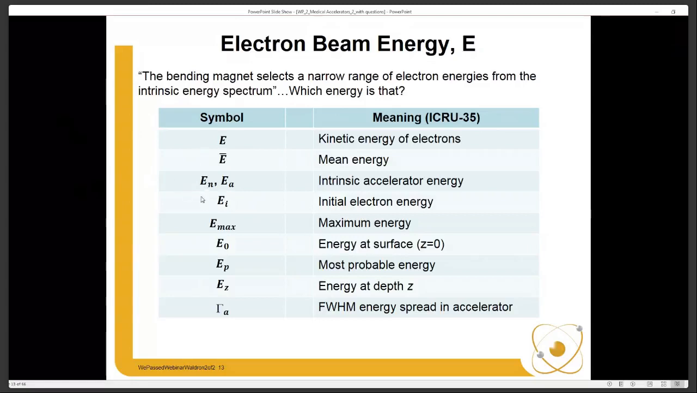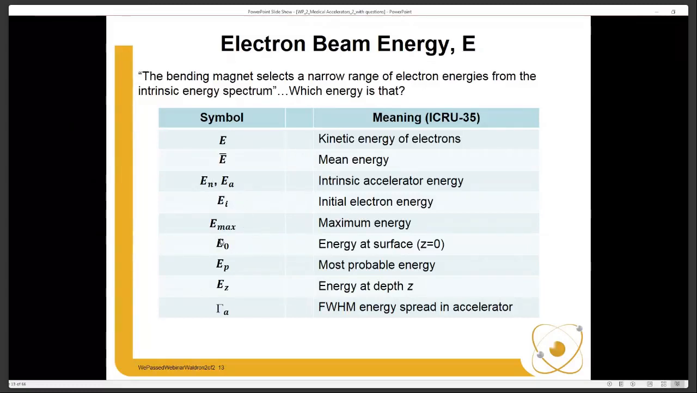The initial electron energy refers to the energy as it is leaving the vacuum of the accelerator. So we're now beyond the window. We've exited the bending magnet. E max refers to maximum energy, regardless of whether we're in the accelerator or out of the accelerator.